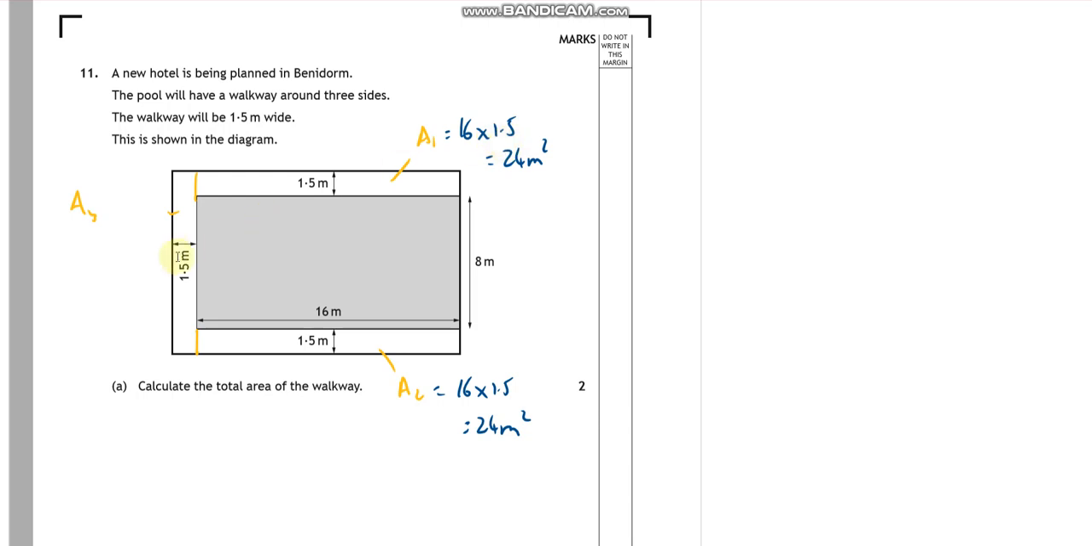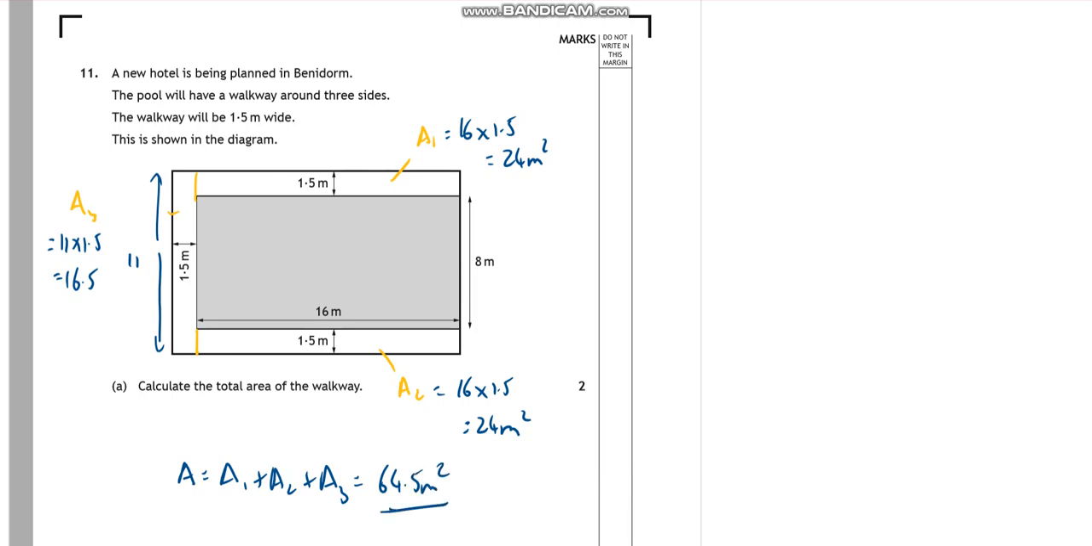So that's fine. And then this one, how do I get the height? Well, the height there is 8, but I need to add on 1.5 and 1.5, so that's 3. So that's actually 11 multiplied by 1.5, isn't it? So that's going to be 11 times 1.5. Do that on your calculator, and it gets you 16.5. Add up all your sizes. So the total area is going to be A1 plus A2 plus A3, which will come out as 64.5 meters squared.